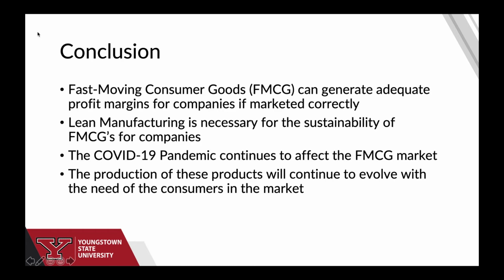So in conclusion, fast-moving consumer goods can generate adequate profit margins for companies if they are marketed correctly. Looking at the manufacturing process that is used, it's lean manufacturing, and that is necessary for the sustainability of these companies. Also, the pandemic will continue to affect the market of how these goods are sold. And the production of these products will continue to evolve with the need of consumers in the market. That depends on the economy. That depends on what's going on in the world.